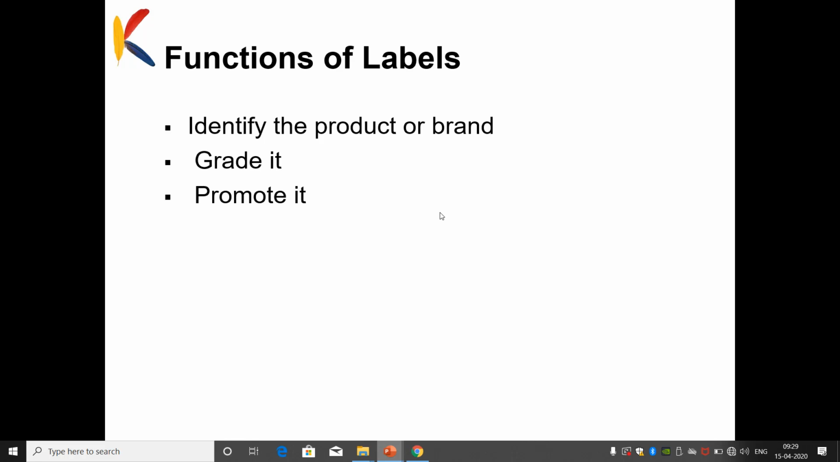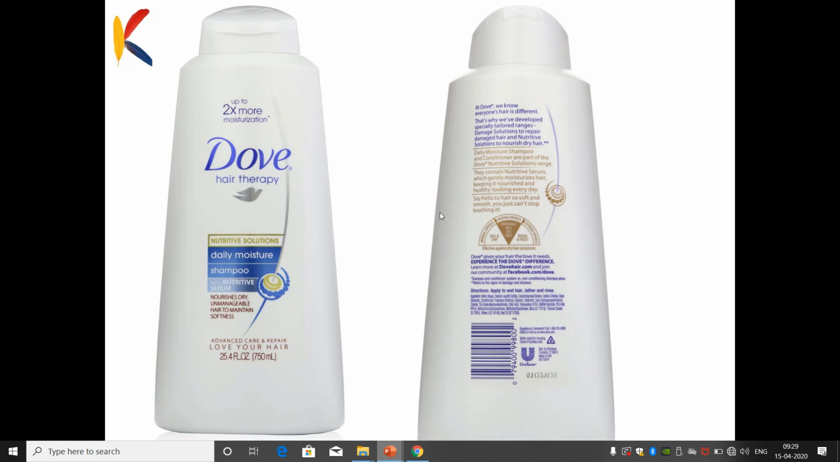So there are some very important components of labeling. This is an example, you can see a Dove. There is very important information given here in the packaging, like nutritive solutions and daily moisture, the type of product variant, the barcode, the expiry date, the logo of the parent brand, and how to use it. So this is also a very important thing which is a part of the labeling. So this is also a part of packaging.